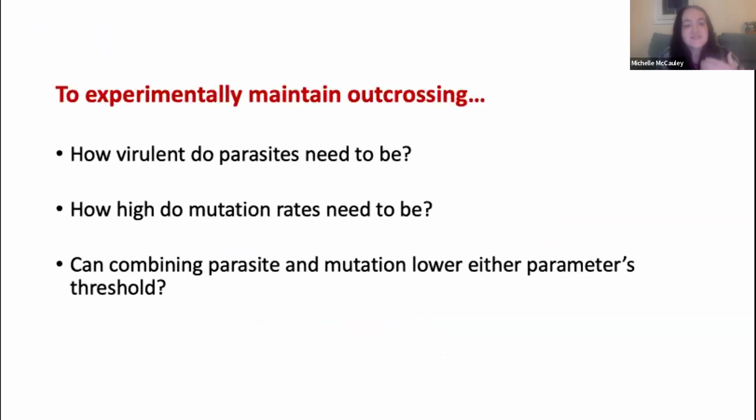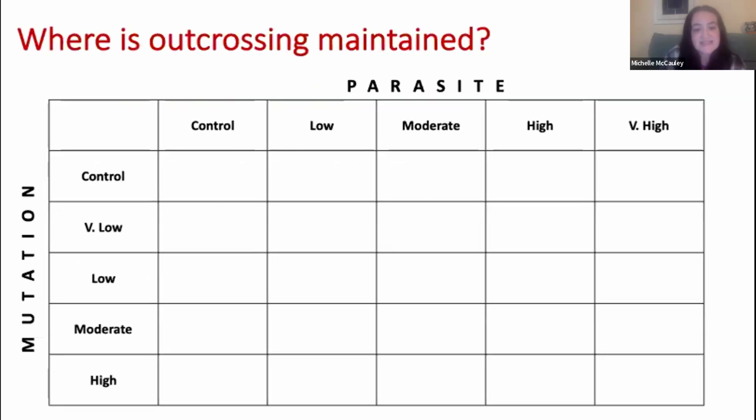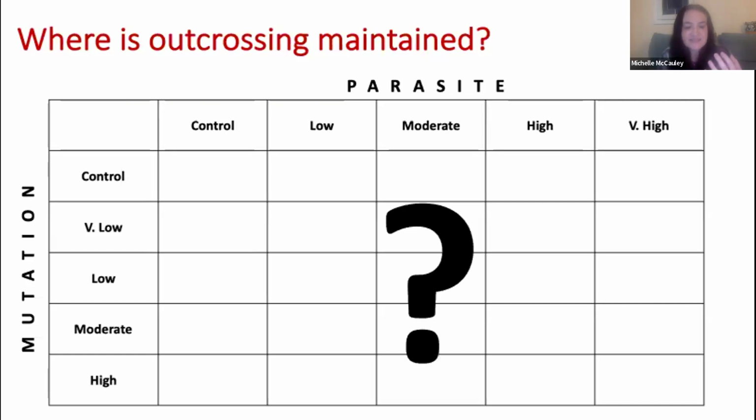And to do this, I basically asked three questions. First, how virulent do parasites need to be to maintain outcrossing in my system? How high do mutation rates need to be to maintain outcrossing? And can combining parasite and mutation lower either parameter's threshold? So to sort of graphically visualize this, I want to parameterize my parasites and I want to parameterize my mutation rates. And then ultimately I want to combine them and see if anything happens here in the middle of my table.